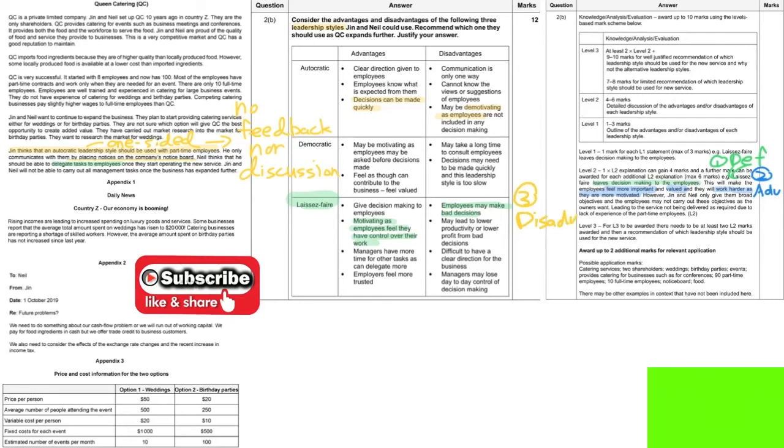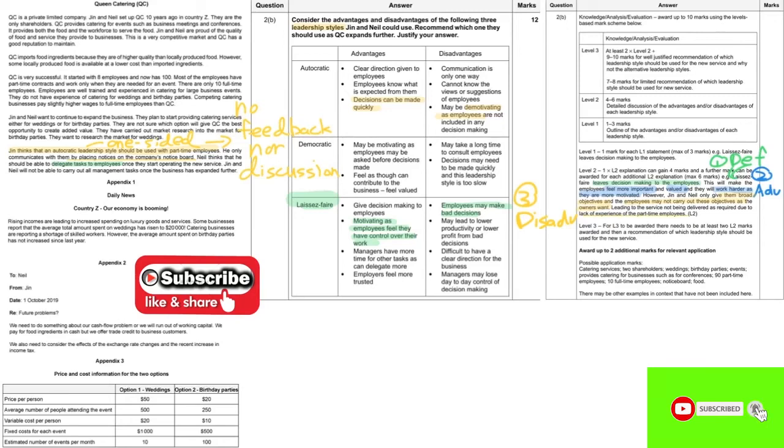So as you can see here, the objectives are too broad. The employees may not carry out these objectives as the owners want, so there is deviation. There are things you can add. Say for example, why they cannot carry out the expectations of the owners is because they are part-time employees, and they lack experience. If you can do it like this, then you can grab level 2 if you can answer such a paragraph.